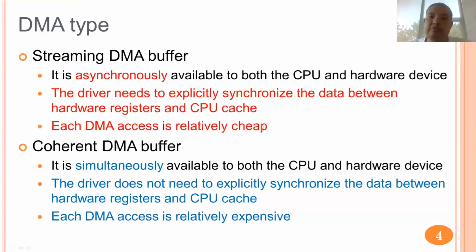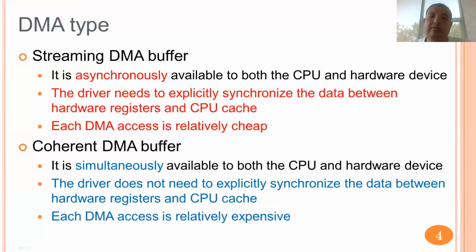Overall, there are two types of DMA buffers used in device drivers. One is streaming DMA buffer. It is synchronously available to both the CPU and the hardware device. Namely, there is no automated synchronization between hardware registers and CPU cache. Thus, the driver needs to explicitly perform synchronization. As a result, each streaming DMA access is relatively cheap.